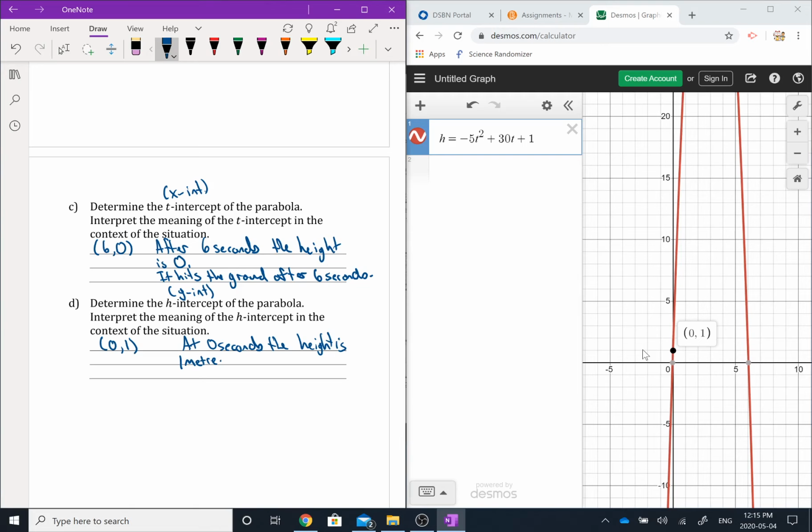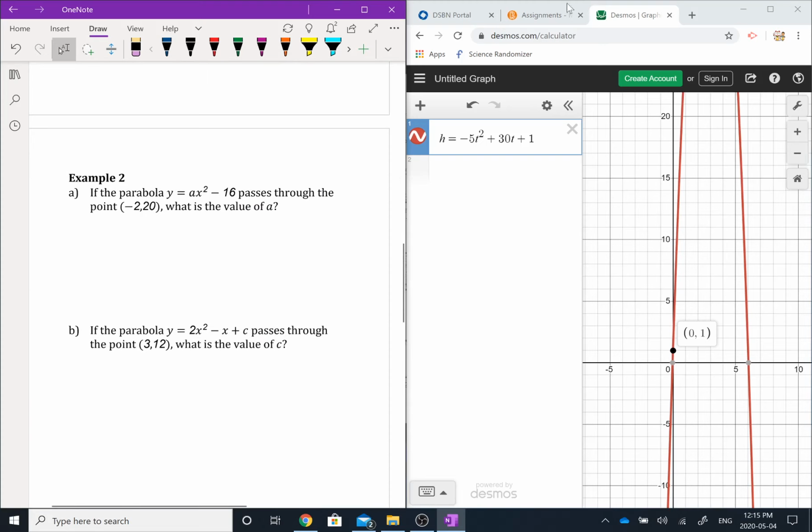Or in other words, you can say that the initial height is 1 meter. Or you can say that the rocket is launched from a pad that is 1 meter high, or something to that degree, as long as you know that the starting height of the rocket is 1 meter. It doesn't start on the ground when it's launched. It starts 1 meter in the air already.